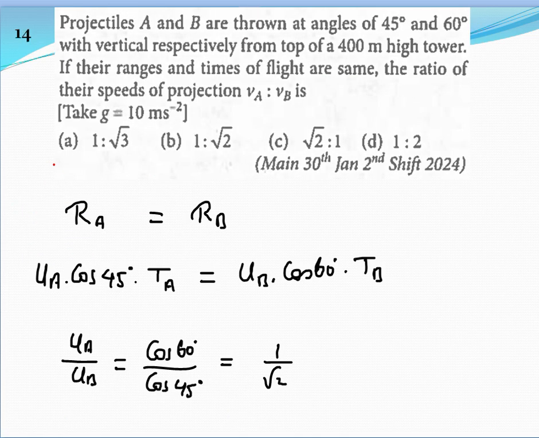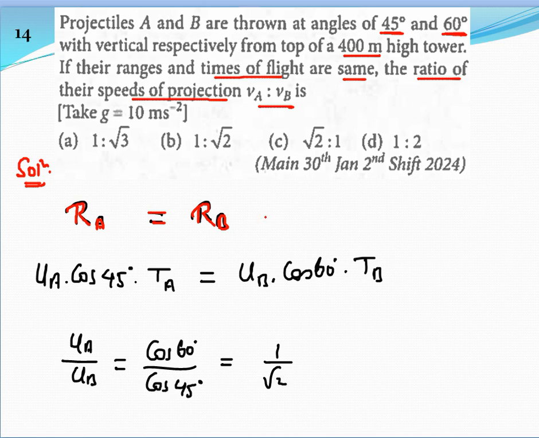Come to the next. In this question they have given that projectiles A and B are thrown at angles 45 degree and 60 degree with the vertical respectively from the top of a 400-meter high tower. If their ranges and times of flight are the same, find the ratio of their speeds of projection. So making the ranges equal, the range covered by A and the range covered by B.